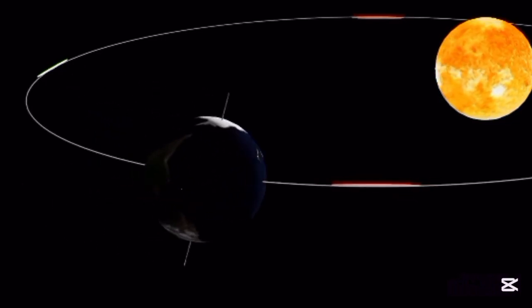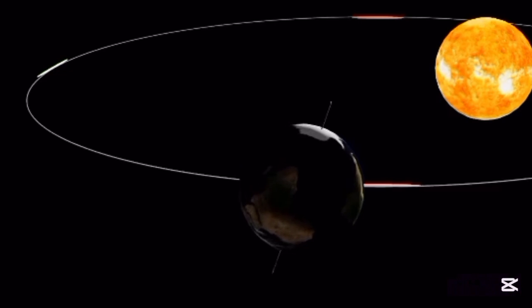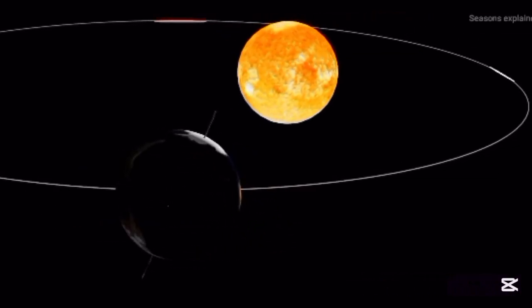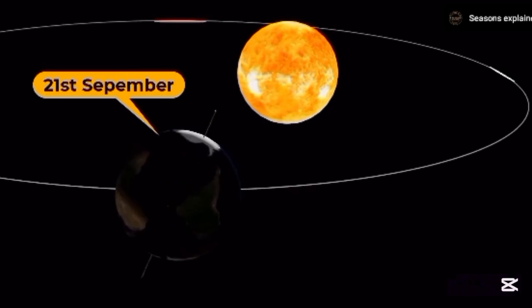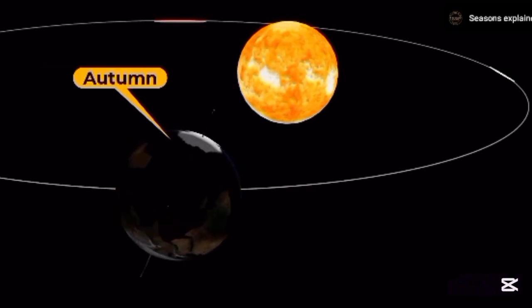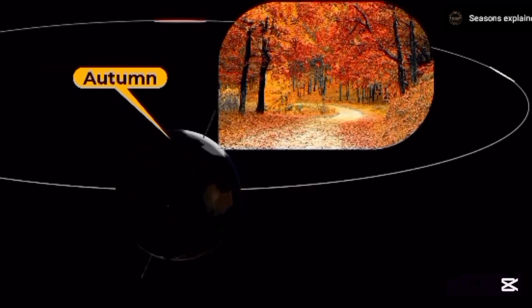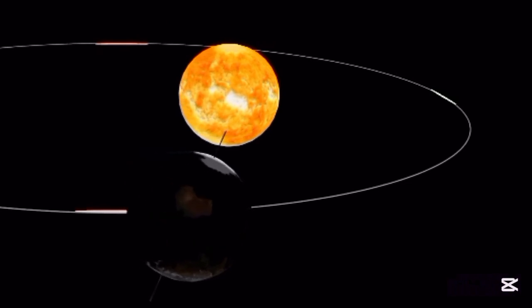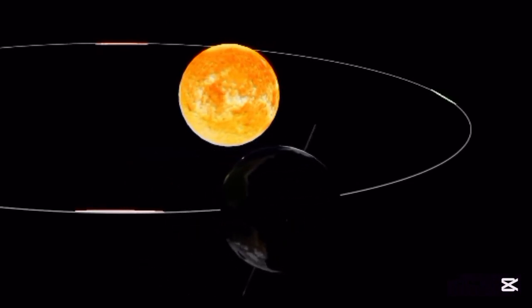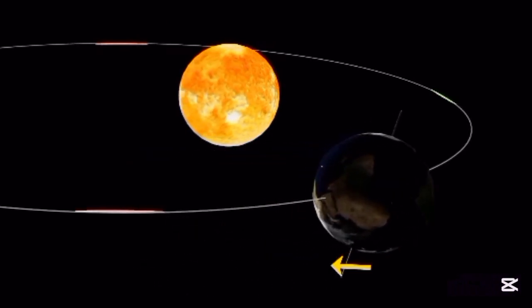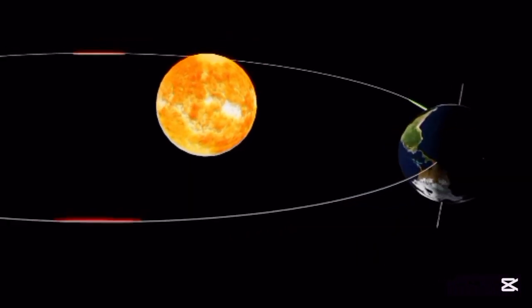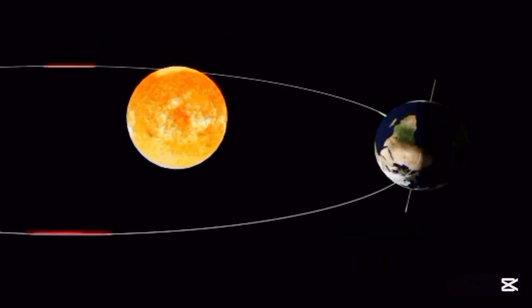Going further to other positions as it is revolving, it reaches 21st of September. There. Now let us look at the northern hemisphere. It is having autumn as a season. Not forgetting there is a very different season in the southern hemisphere. There, it will be experiencing spring.